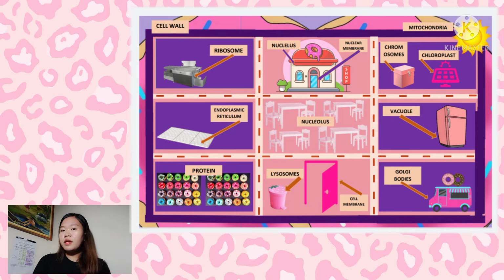The nuclear membrane controls what goes in and out of the nucleus, just as the kitchen door controls who and what comes in and out. The next one is the nucleus or the kitchen. The control center of the shop is the kitchen, just as the nucleus, where DNA and RNA production takes place. It is indeed the control center of the cell.